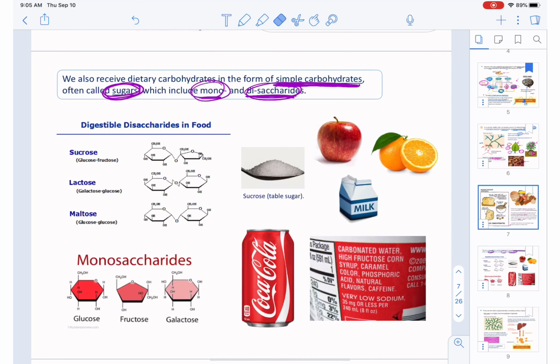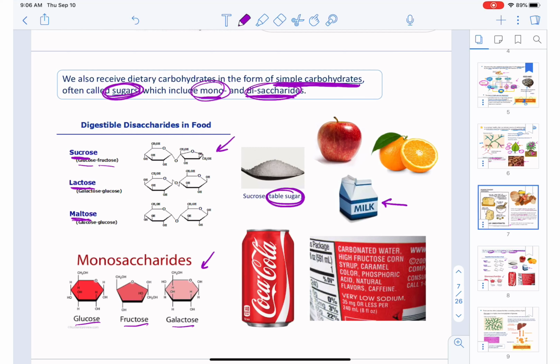Here's some disaccharides that we can find in the diet. Sucrose, which is table sugar, is a glucose and a fructose unit. Here's lactose, which we find in milk. And then maltose is another disaccharide. So those are some disaccharides. We already talked about the monosaccharides here: glucose, fructose, and galactose. So these are all considered sugars.